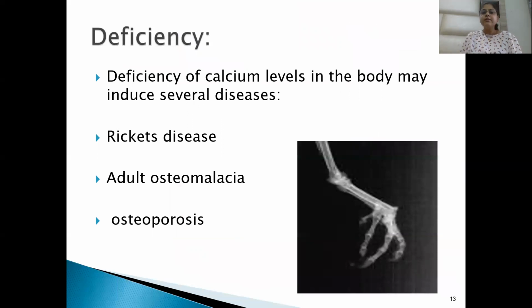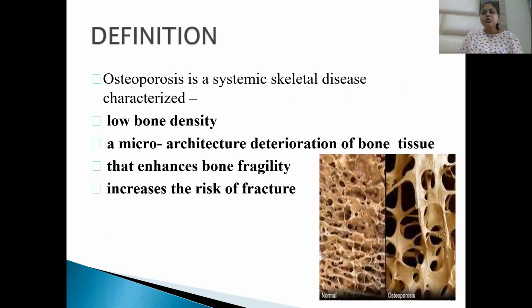Deficiency of calcium in the body may induce several diseases like rickets in children, osteomalacia in adults, and osteoporosis. Now, what is osteoporosis? A systemic skeletal disease in which there is low bone density and microarchitecture deterioration of bone tissue that enhances bone fragility and increases the risk of fracture.